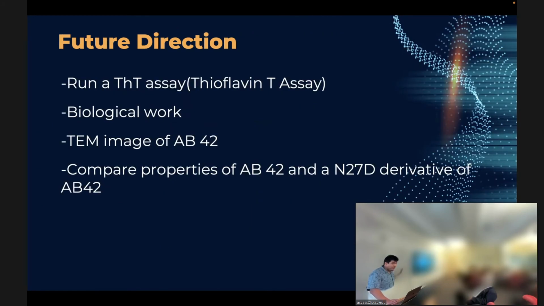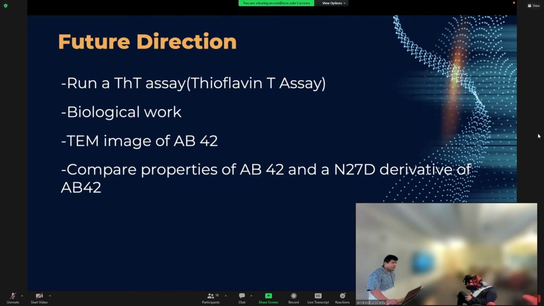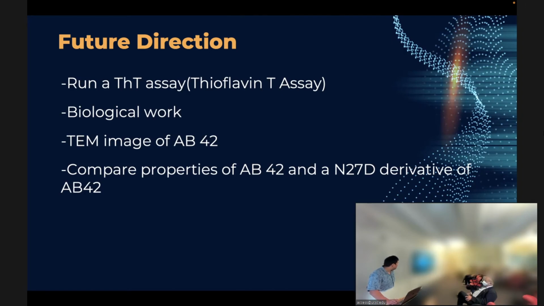What we would use the purified amyloid beta 42 for is they run a ThT assay. They do some biological work. And my mentor also wants to get a transmission electron microscope image of amyloid beta 42. And then finally, he wants to compare the properties of amyloid beta 42 and N27 derivative amyloid beta 42.